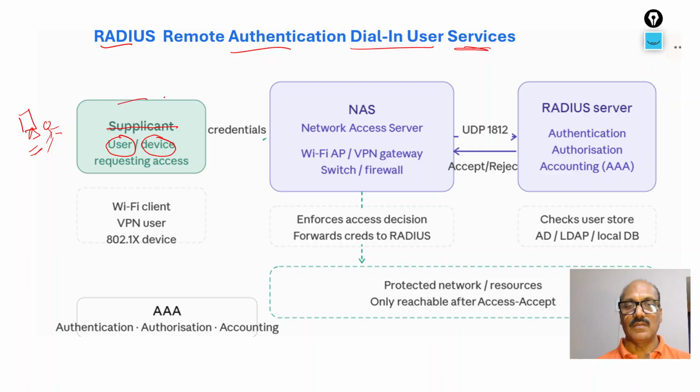Your request will go to the network access server. It's a general word. It is nothing but your Wi-Fi access point. Even when you are inside the organization, you have Wi-Fi access points, right? The credentials will go like that. Or if you are connecting from home, it's a VPN gateway, or it can be a switch or firewall. So these are all what we call network access servers.